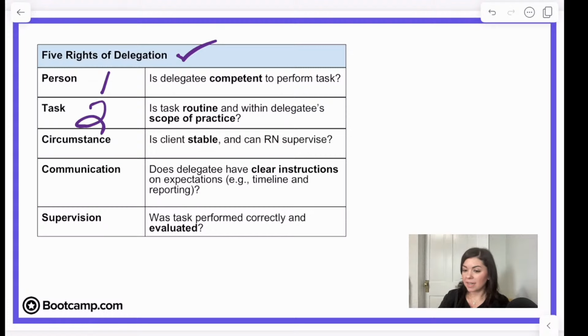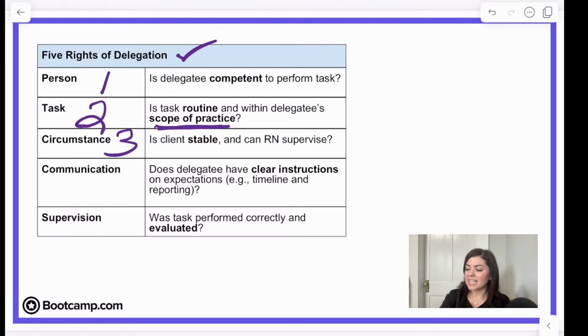The second right is task. So is that task routine, or is it something that's going to pose a lot of risk to the client, such as an experimental treatment or something that we don't think that the client will necessarily tolerate well? And I'll give you some examples in the questions. And then we, of course, have to refer back to that scope of practice. Is this task within that delegatee's scope of practice?